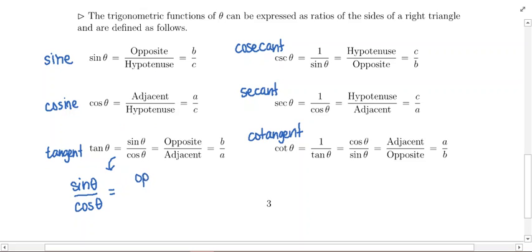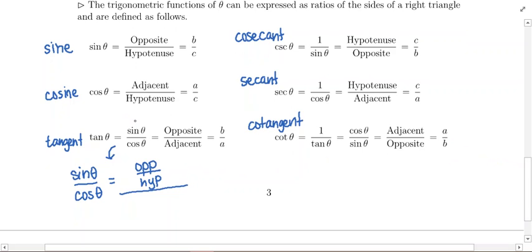Sine is the opposite over the hypotenuse, so that's really the numerator. It's a fraction itself. And then in the denominator, you have the cosine. Cosine is adjacent over hypotenuse. So you're really dividing two fractions. So remember, how do you divide fractions? Well, you leave the top fraction alone, you change to multiplication, and you flip the bottom fraction.